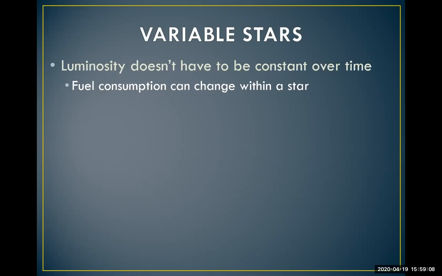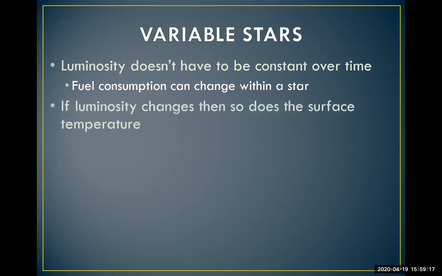So for stars, their luminosity, their fuel consumption, their thermonuclear fusion, it can change due to very, very complicated internal processes. But the key thing is that if the luminosity changes, we know from the Stefan-Boltzmann law that luminosity, energy output, is proportional to temperature. At the same time, if luminosity changes, from Wien's law and from the Stefan-Boltzmann law, we know that the size of the star can also change.